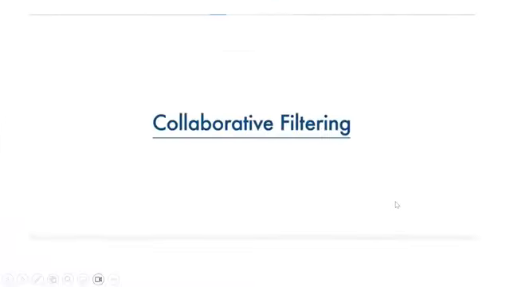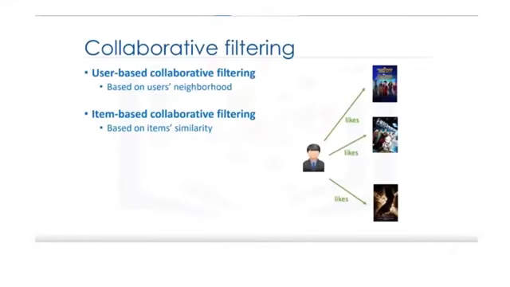So as the name suggests, collaborative filtering means it is collaborating with multiple components. Okay, so here we have two different types of algorithms under collaborative filtering. One is the user-based collaborative filtering, and the second is the item-based collaborative filtering. But in both these techniques, we will capture the user's behavior.